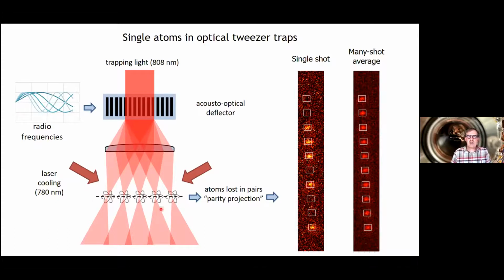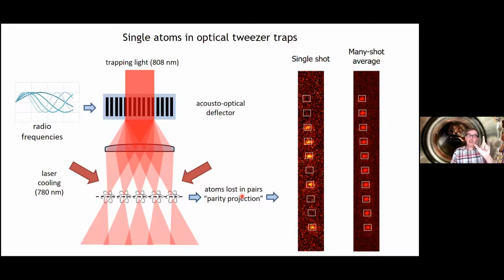We load atoms into these traps, but we don't really control how many atoms go into the trap. It could be 10, it could be 55, who knows? We're not really that good at controlling it to begin with. But now what we do is we apply laser cooling light. And under the application of laser cooling, it turns out, this is a beautiful discovery, that atoms are ejected from the tweezer trap, but they're lost in pairs. So if you're left with a single atom in the tweezer trap, that's a stable configuration. It can just remain laser cooled for as long as you want.